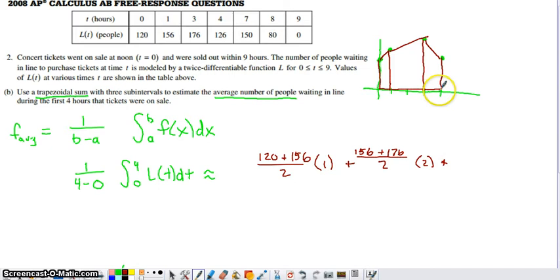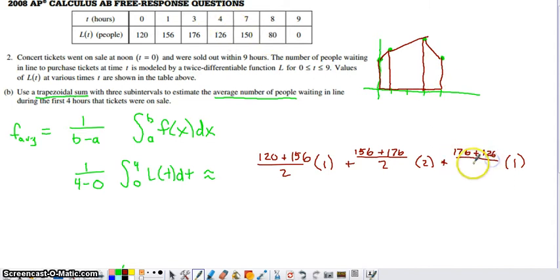And then we need one more trapezoid's area. This last trapezoid is back to a width of 1, so we're going to have 1 as the coefficient over here. And then the average of these parallel sides: well, this was the right edge of the last trapezoid, and it also happens to be the height of the left edge of the last trapezoid. And then this y value right here is going to correspond to L of 4, and L of 4 is 126.